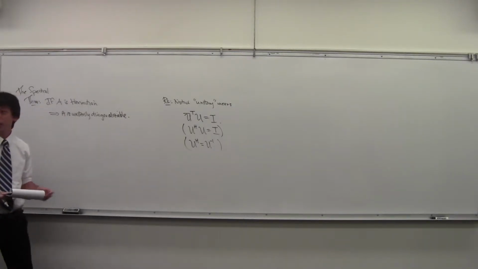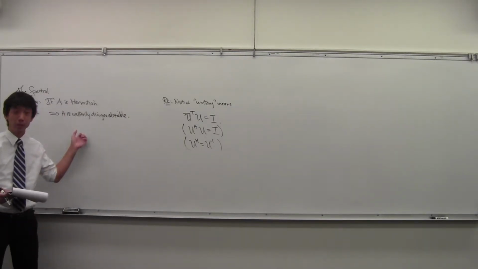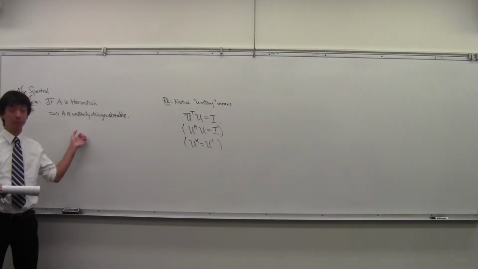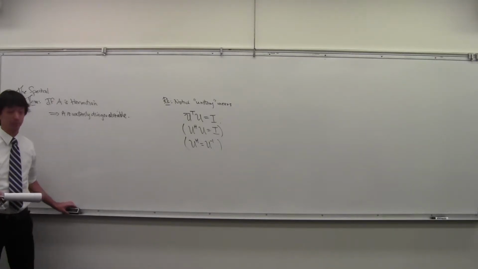In other words, any Hermitian matrix is unitarily diagonalizable. It doesn't have to have n distinct eigenvalues. As long as it's Hermitian, as long as it's equal to its conjugate transpose, then it's unitarily diagonalizable.